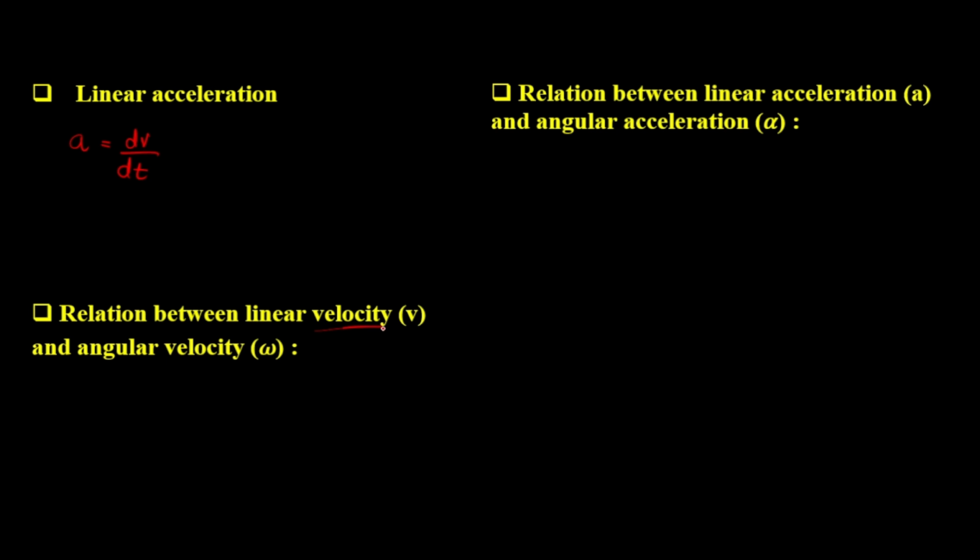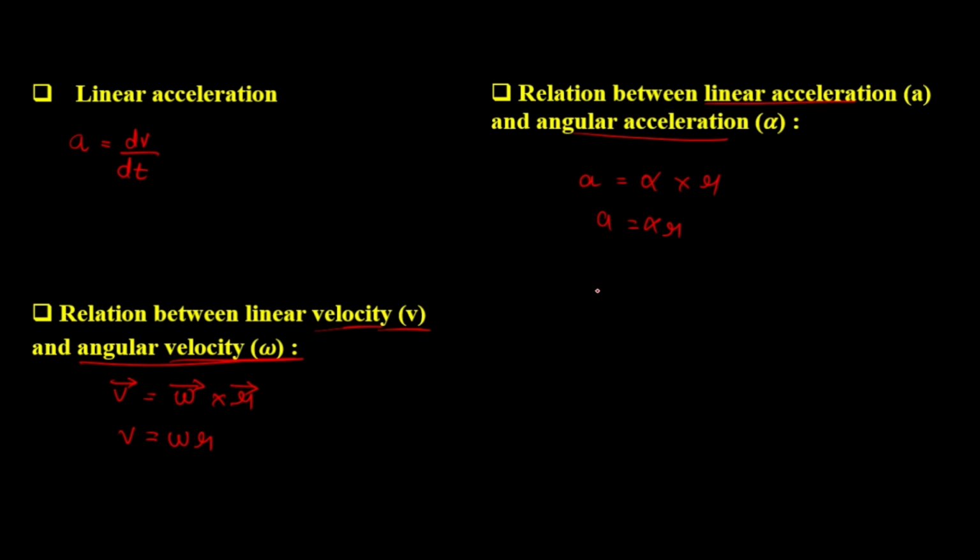Relation between linear velocity v and angular velocity omega. We need to find the relation. So v is equals to omega into r. This is the relation. This is also the relation between linear acceleration a and angular acceleration alpha. So a is equals to alpha multiplied by r.